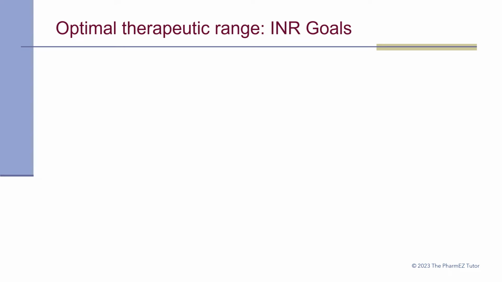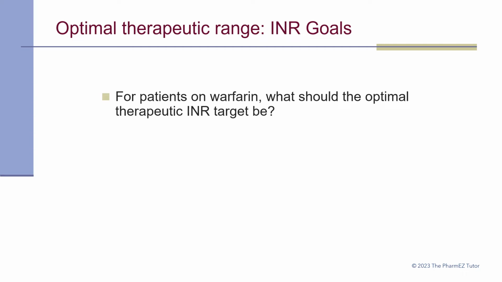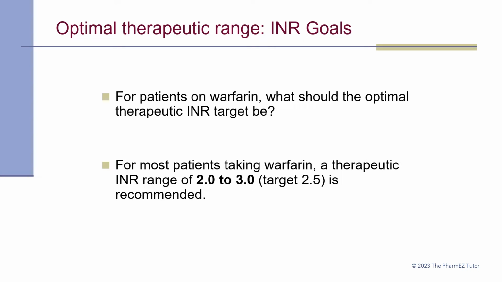So what is the optimal therapeutic range for patients on warfarin? That is, what are the INR goals? For patients on warfarin, what should the optimal therapeutic INR target be? For most patients taking warfarin, a therapeutic INR range of 2.0 to 3.0 with a target of 2.5 is recommended.